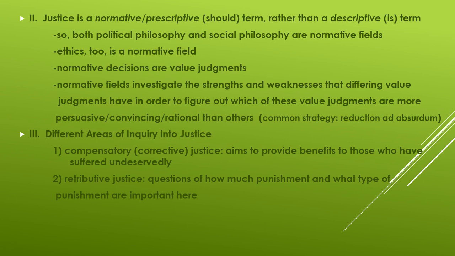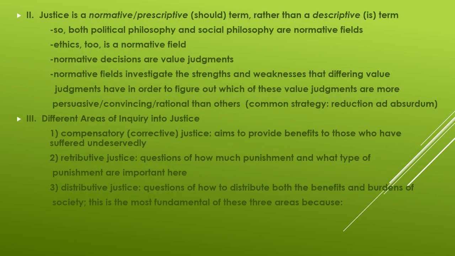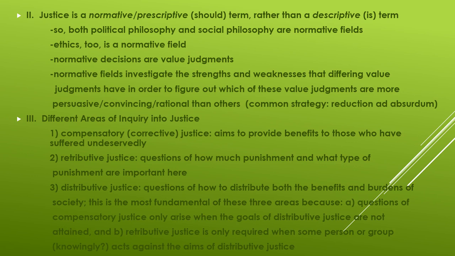Okay, so we've got compensatory justice, we've got retributive justice, but there's also another type of justice called distributive justice. And this is really an important concept for social philosophy. Distributive justice talks about how we distribute those benefits and burdens of society. And this type of justice really is the most fundamental of the three that we're talking about here. And it is so because you can't really even talk about who's been wronged or who's violated the norms of society if we don't have those norms in place.